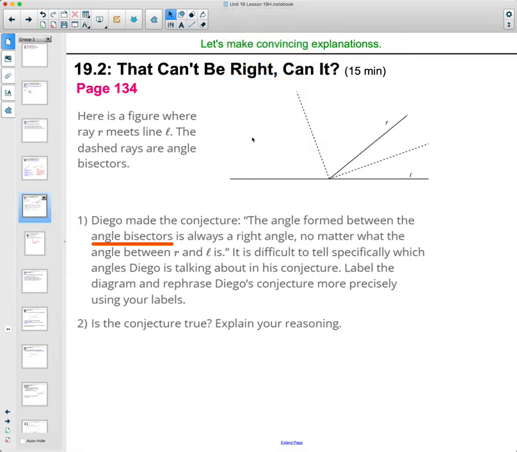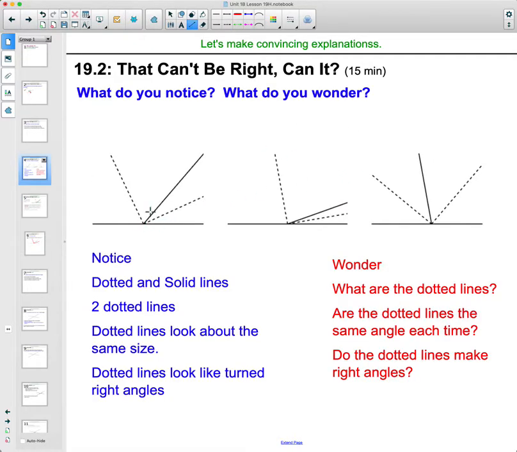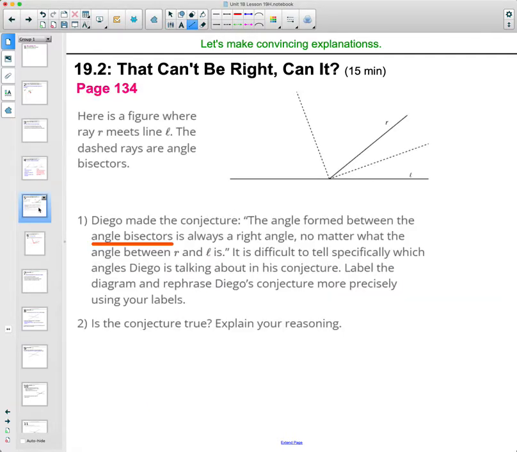And so Diego noticed the angle formed between the angle bisectors is a right angle. So he's suggesting that this angle here created a right angle no matter what these two bigger angles are. No matter how big this is or how big this is, he thinks this will always be a right angle. So no matter what the size of ray R was, those angle bisectors always created a 90-degree angle is his hypothesis or conjecture.